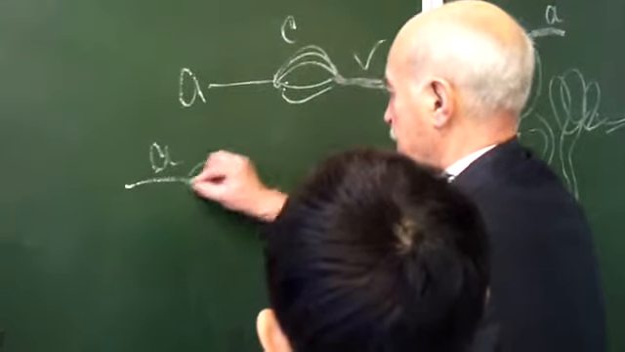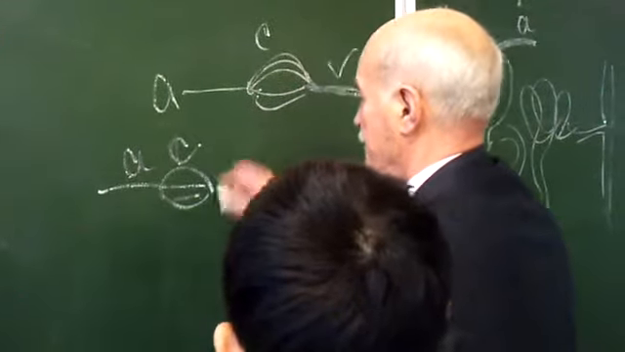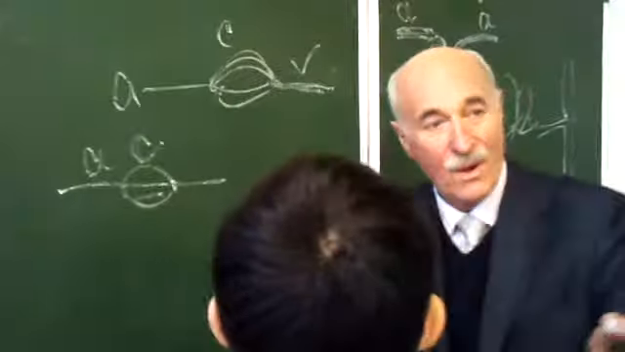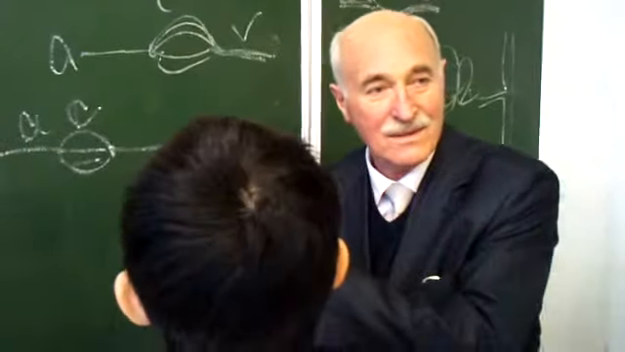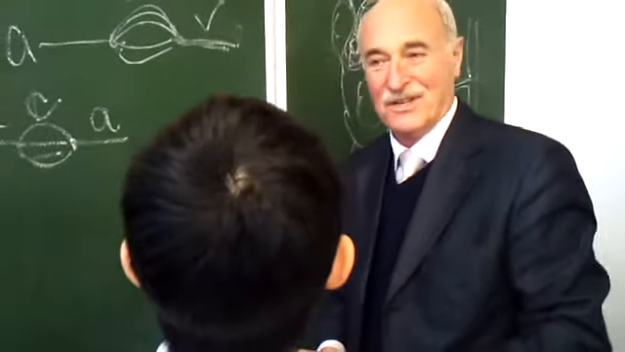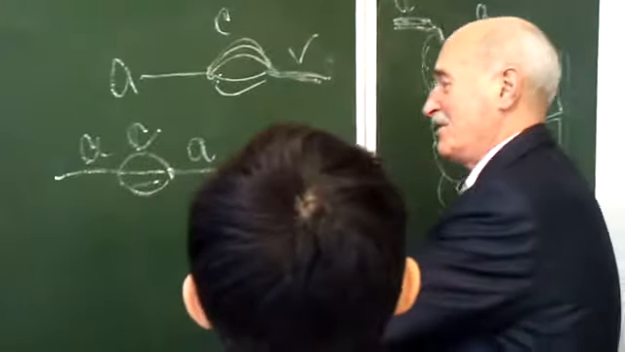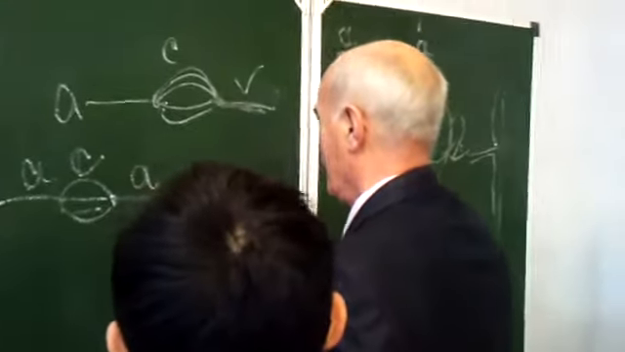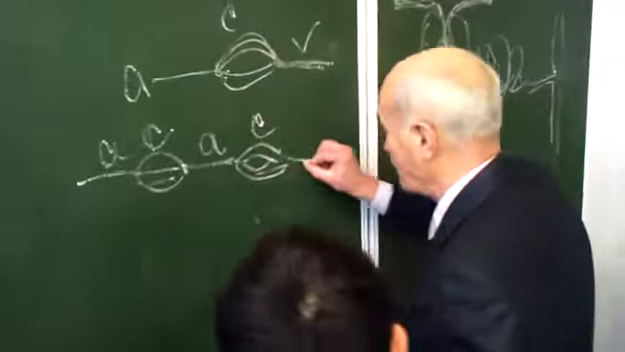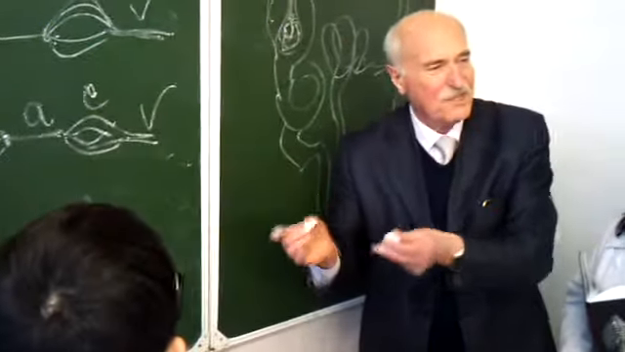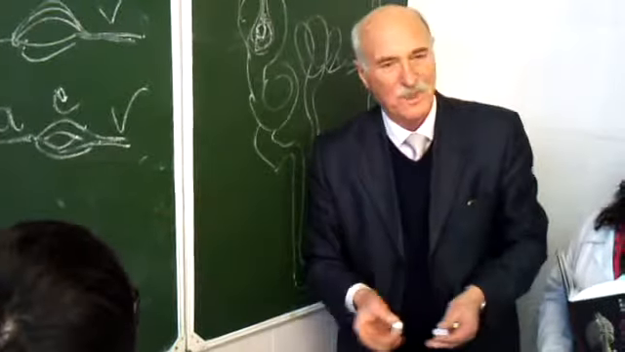Artery, capillaries, artery again. And after that, this artery will ramify into capillaries, a double capillary network. And only after that does it form the venule. That's quite a particular feature in the organization of the blood supply of the kidney.